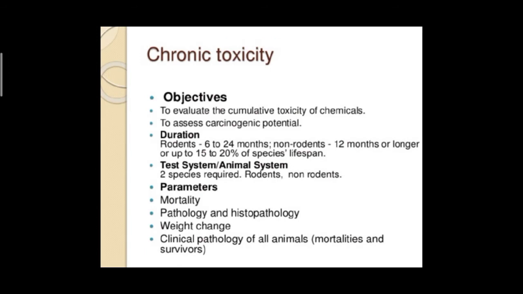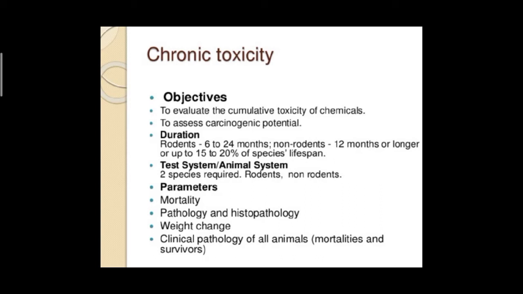So here, check the objective of chronic toxicity. Why do we have to do the chronic toxicity studies? To evaluate the cumulative toxicity of chemicals, and also to assess the carcinogenic substances in the particular research product. It is very important to find the carcinogenic substance which is present in the research product.